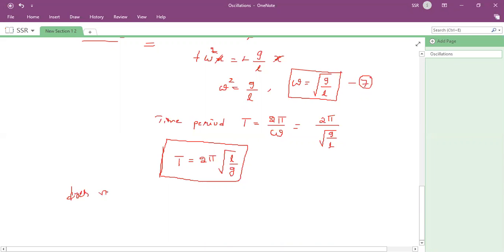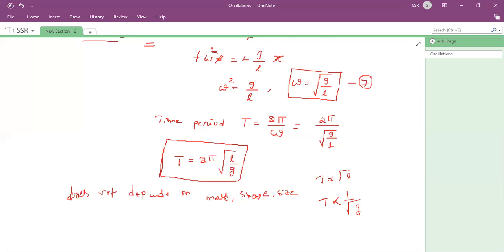Are you clear on this? It does not depend on mass or shape or size of the bob. It is independent of mass, shape, size, etc. It depends only on the length of the simple pendulum and the acceleration due to gravity at that place. That means T is proportional to root L, and T is inversely proportional to root G. Are you clear on these points?